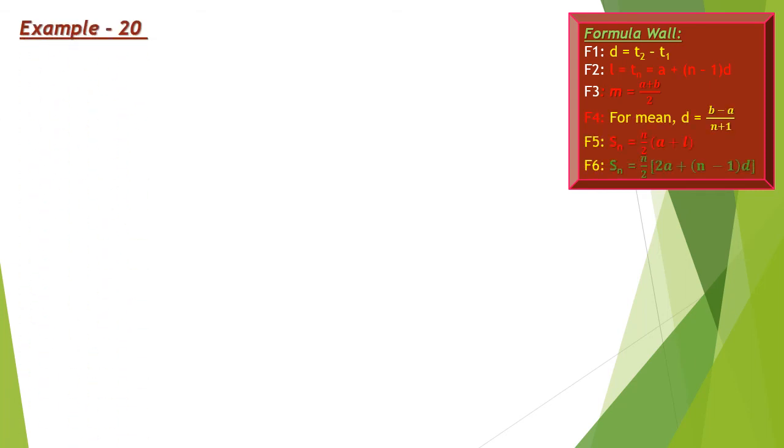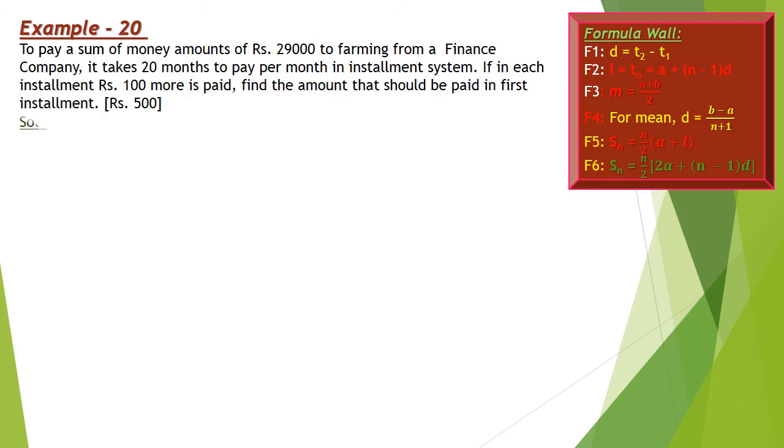Example 20, we have 22 examples. Now, you can see the question. Here we have to find the value of A. Now see the question.